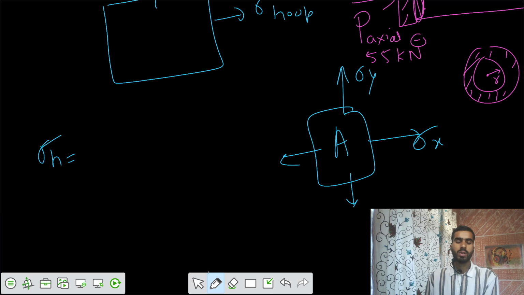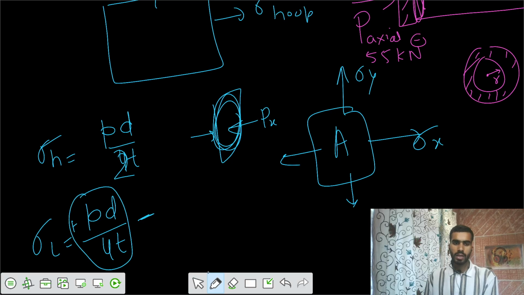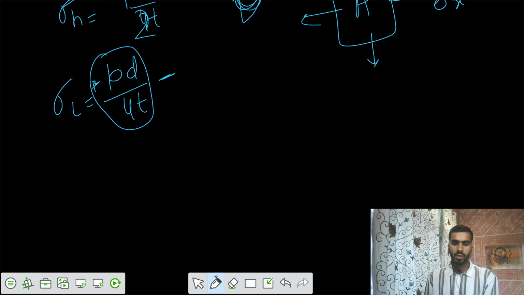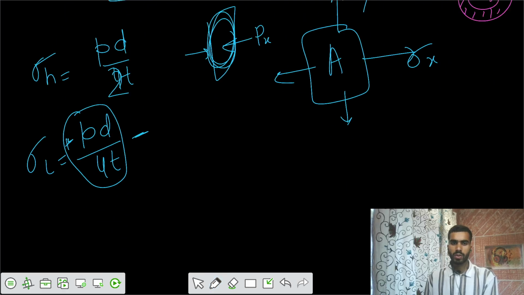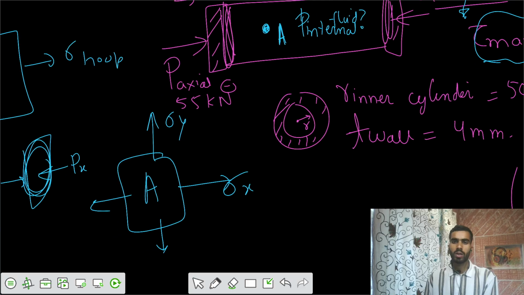That would be equal to PD by 2T. If there is some section, because of the pressure P in the x direction, there is development of longitudinal stress PD by 4T, which is tensile, while the axial load effect is compressive. So the longitudinal stress would be the summation of those two stresses we have along the long axis.